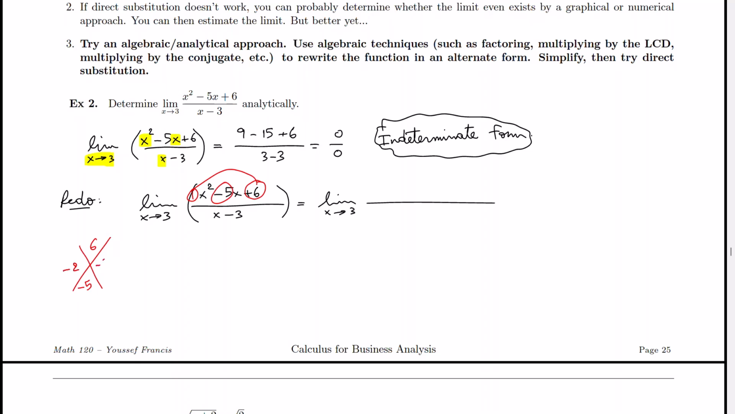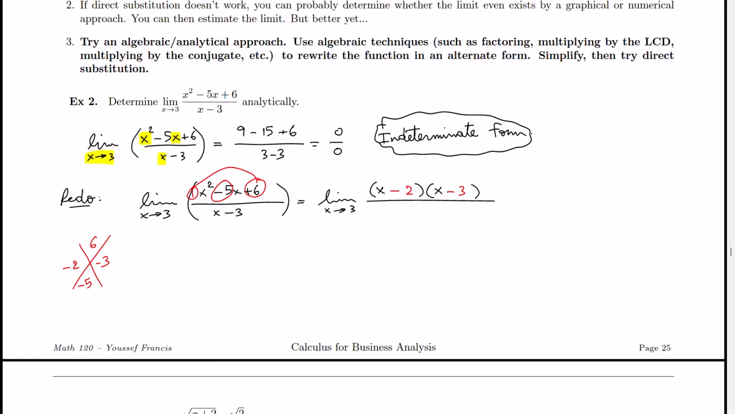Well, I'm thinking negative 2 and negative 3 might get the job done, because negative 2 times negative 3 will be 6. And when I combine negative 2 and negative 3, I get negative 5. So great. I can now rewrite the numerator as x minus 2 and x minus 3 instead. So I can turn the original x squared minus 5x plus 6, which was a quadratic, into a product of two factors. Now, thankfully, the denominator here is x minus 3. I don't have to do anything for that. It's already as factored as it will be.